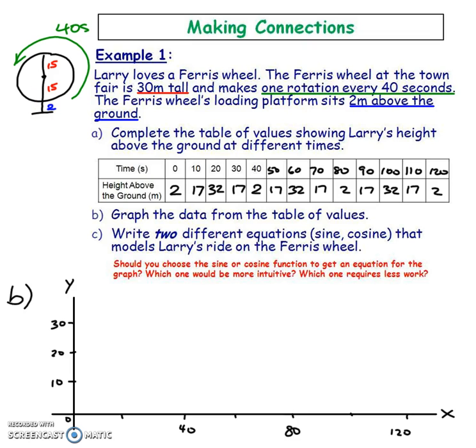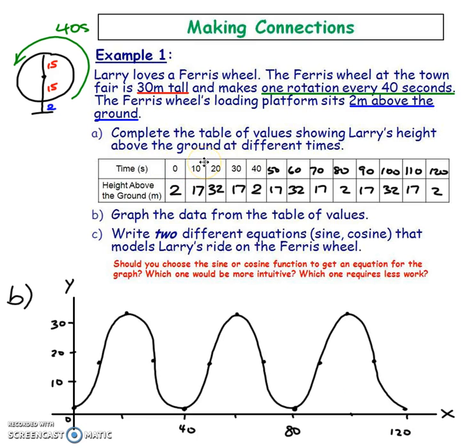Now to draw something like this, what I did was I put one rotation, so this is 40 seconds, on the bottom, where the x-axis is, and then since it goes up to 120 in the chart, I'm going to do those 3 cycles. You're going to plot your points, so this is one coordinate and then another coordinate, all right, and then you're just going to join them. So there you go, pretty easy to graph them once you figure out the table.